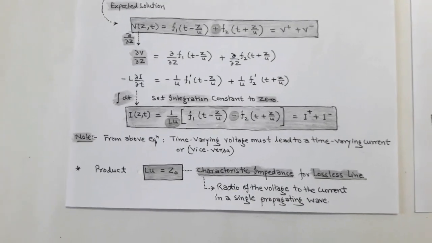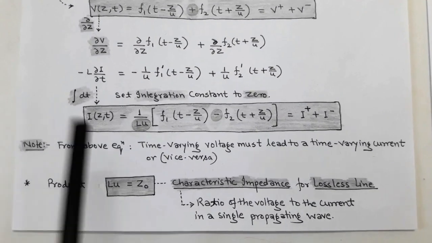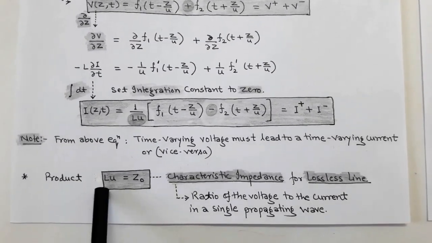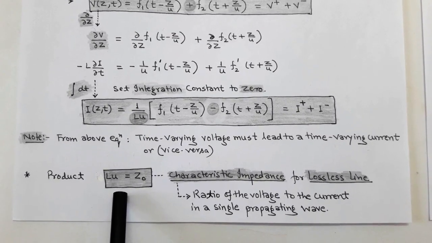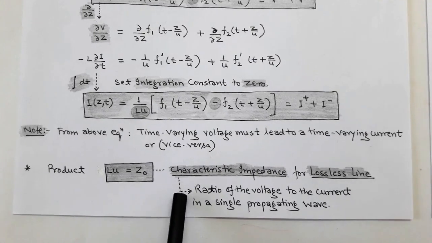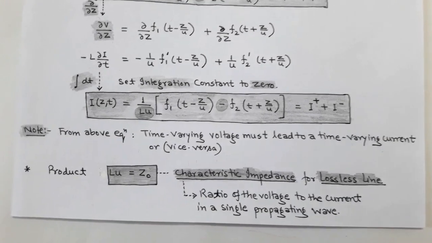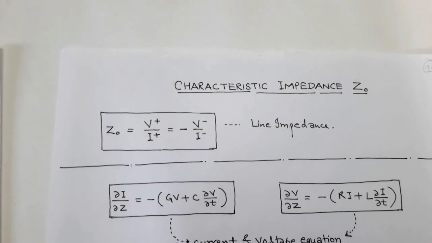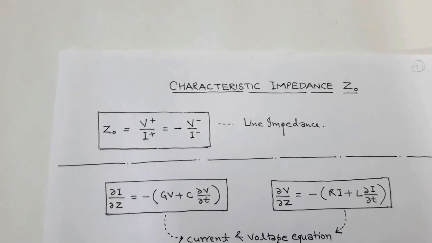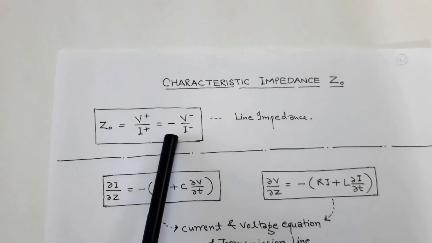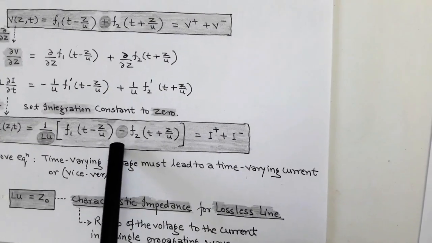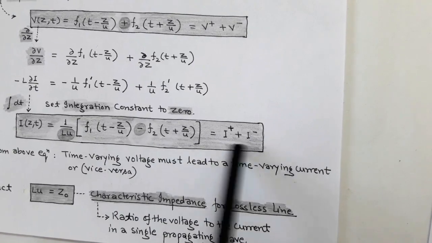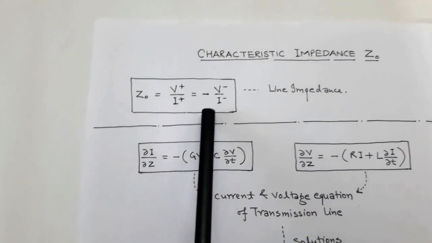So the characteristic impedance is denoted by Z0, and it is equal to L into U, where L is called the inductance, U is called the wave velocity, and the characteristic impedance is the ratio of voltage to current. That is, in case of the forward function, the ratio is V plus upon I plus, and in case of the backward function, its value is minus V minus upon I minus, because in the current equation there is a negative sign with the backward function.